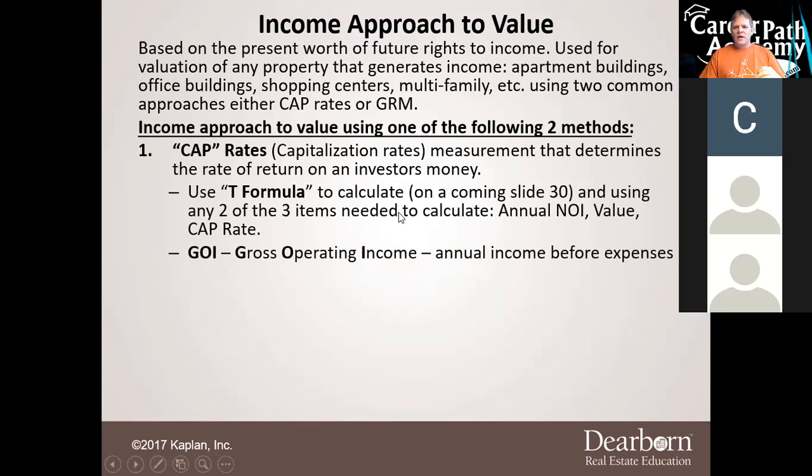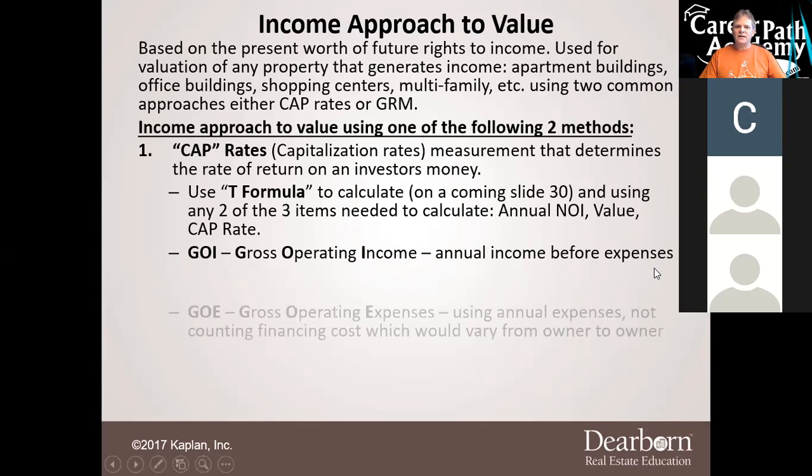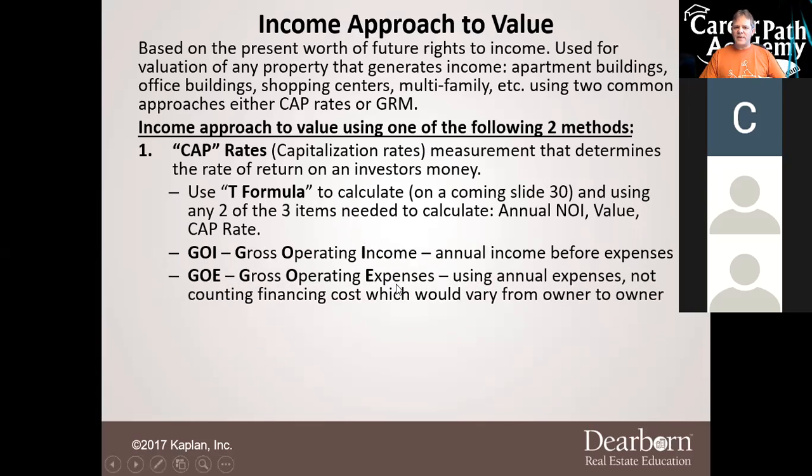So how do you calculate the NOI, the net annual income? Well, you've got to take the GOI, which is short for gross operating income. It's the gross income of the property before expenses. Then you've got to figure out the expenses, the GOE, gross operating expenses. You subtract the expenses from the income to get the net.